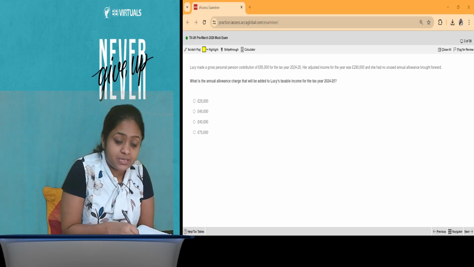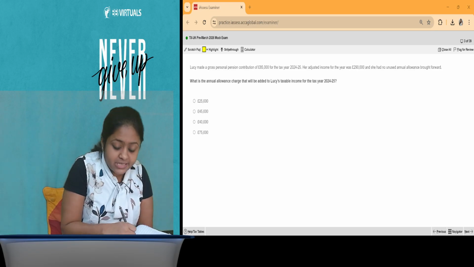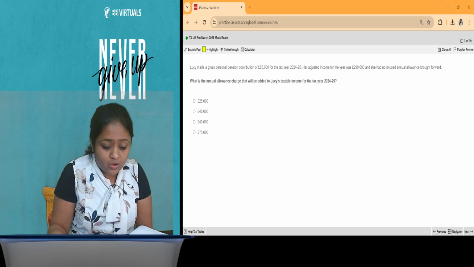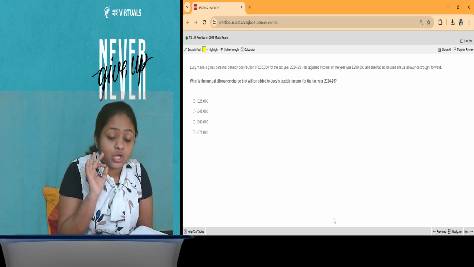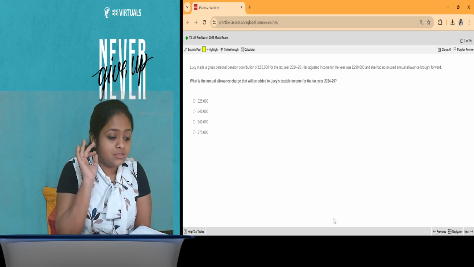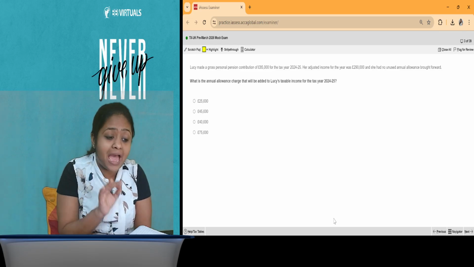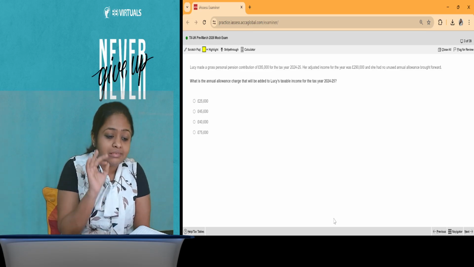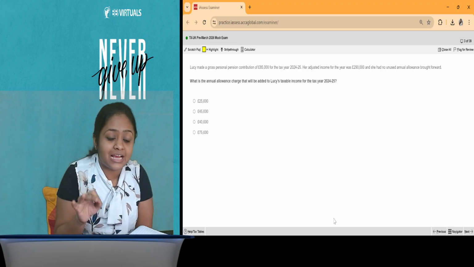So what is 60 minus 15? 45,000 is the annual allowance allowed. Correct? 45,000 is the allowed annual allowance. The question is not asking what is the annual allowance allowed for the year. The question is asking what is the annual allowance charge that will be added to Lucy's taxable income.